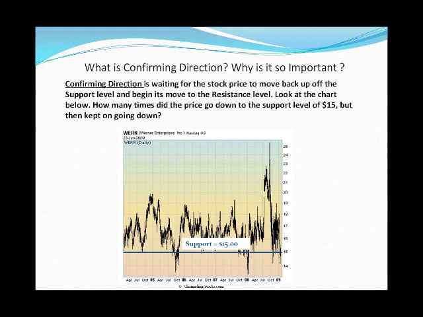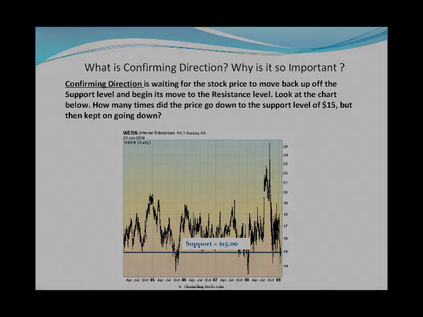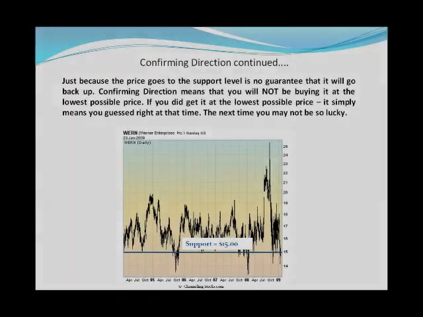How many times did the price go down to the support level of $15, but then kept on going down? Just because the price goes to the support level is no guarantee that it will go back up. Confirming direction means that you will not be buying it at the lowest possible price. If you did get it at the lowest possible price, it simply means you guessed right at that time. The next time you may not be so lucky.